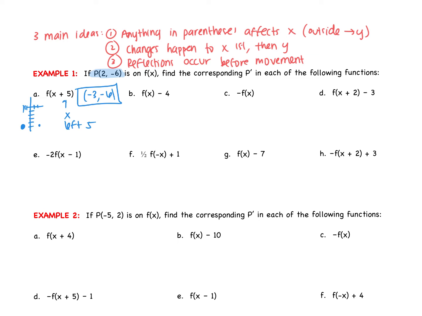Okay, f of x minus 4. Does the minus 4 affect x or y? Y. Okay, affecting y. If it affects y, we're moving up or down. In this case, we are going to move down 4 units. So if we go back to our previous picture, this point right here, if we move it down 4 units, the coordinate will be (2, -10).